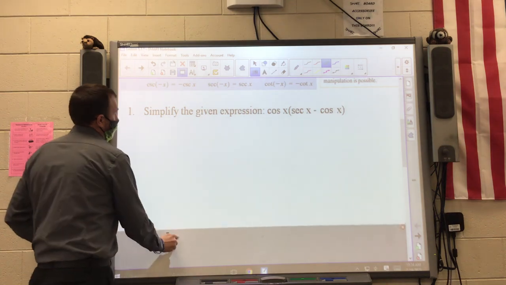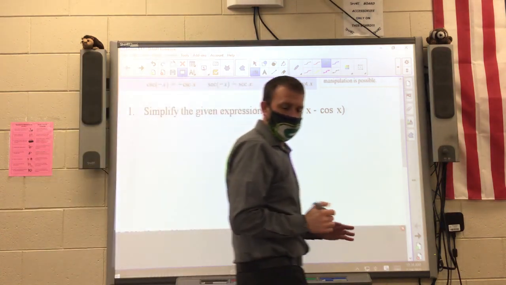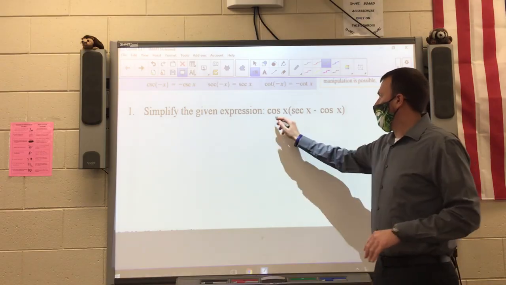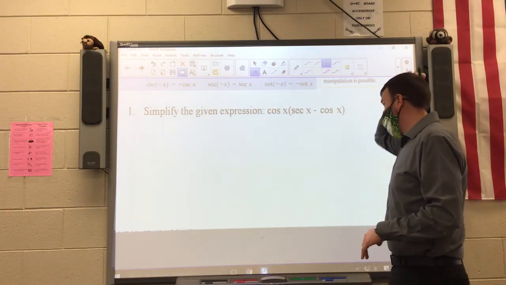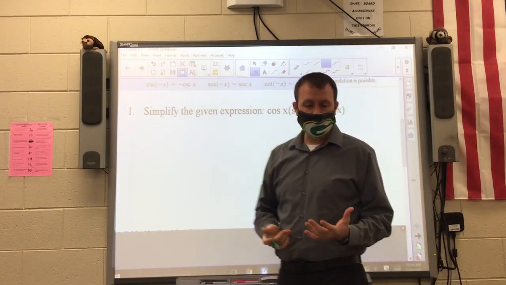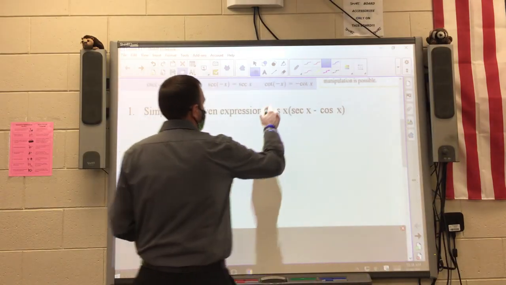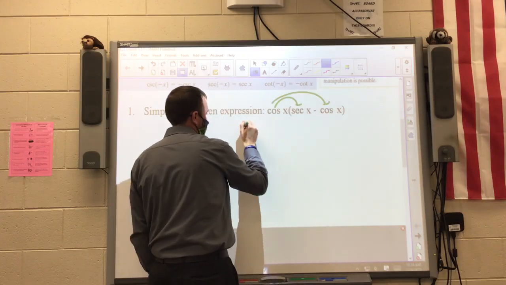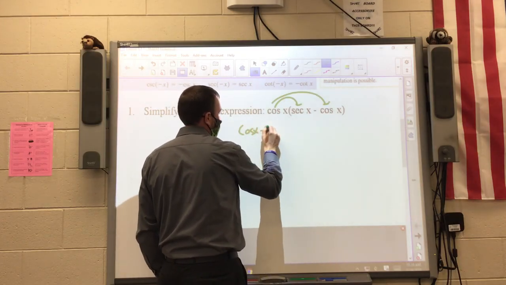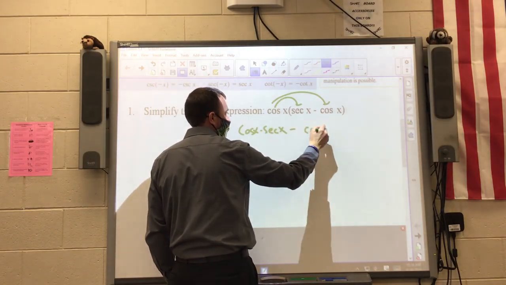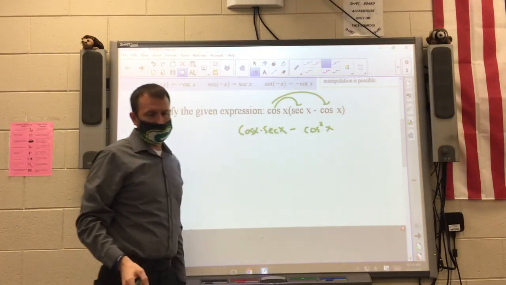Alright, so we're just going to do one problem. We're just kind of simplifying an expression that we have. So I have cosine x times secant x minus cosine x. We're just going to look at what that is. So when we're multiplying, we're just going to distribute. So cosine x times secant x is cosine x times secant x. Cosine times negative cosine is negative cosine squared.